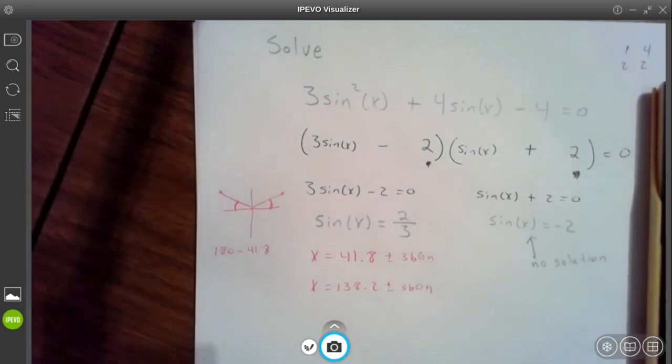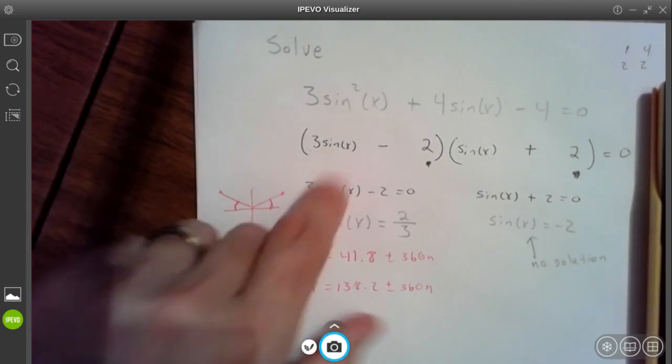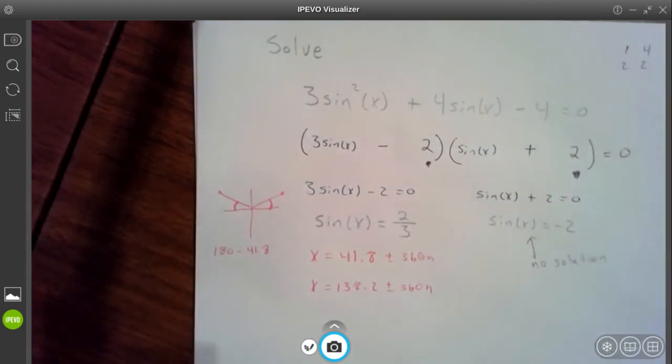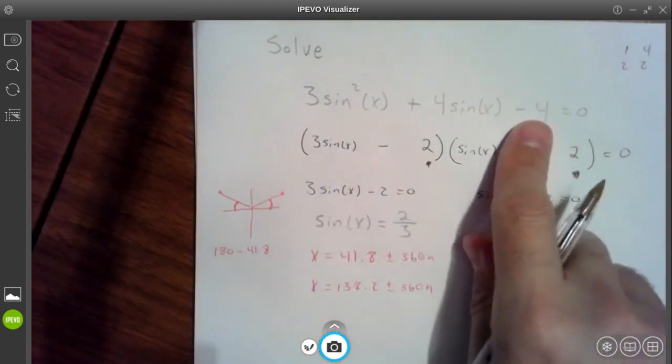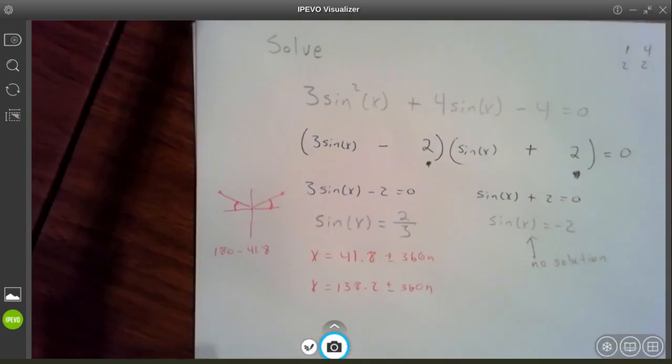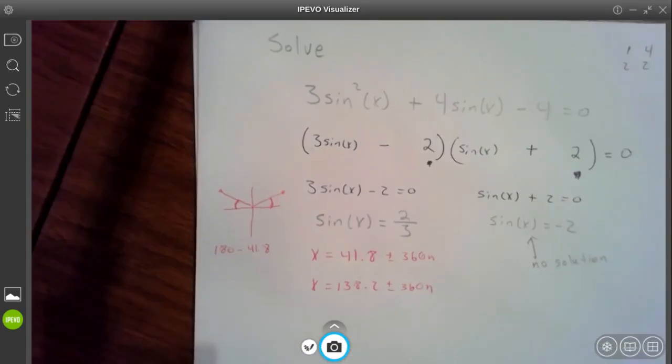Now, go ahead, check your answers, take these values and plug them into the original equation. Make sure you get 0. Or you could graph this thing on your calculator and visually look for where it's equal to 0. All right, let's do one more.